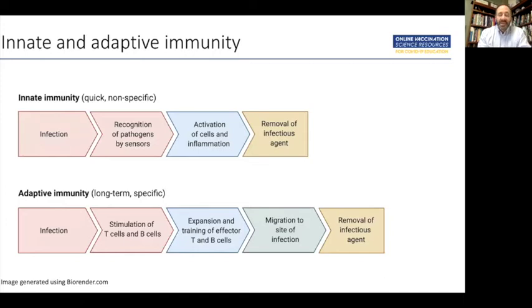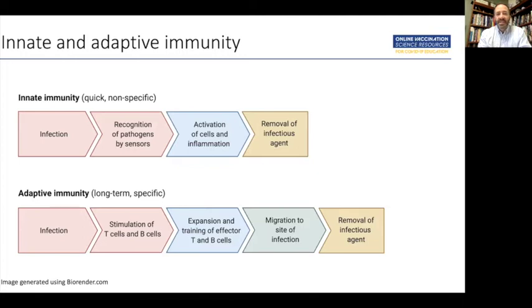Now, as I mentioned, we classify immunity into a couple of different categories, just depending on when it happens, how long it lasts, whether it's specific to a particular pathogen like a particular virus or non-specific, etc. So the first distinction I'll make is between adaptive and innate immunity. The upper panel is a sort of flowchart for innate immunity. This is a quick and non-specific response.